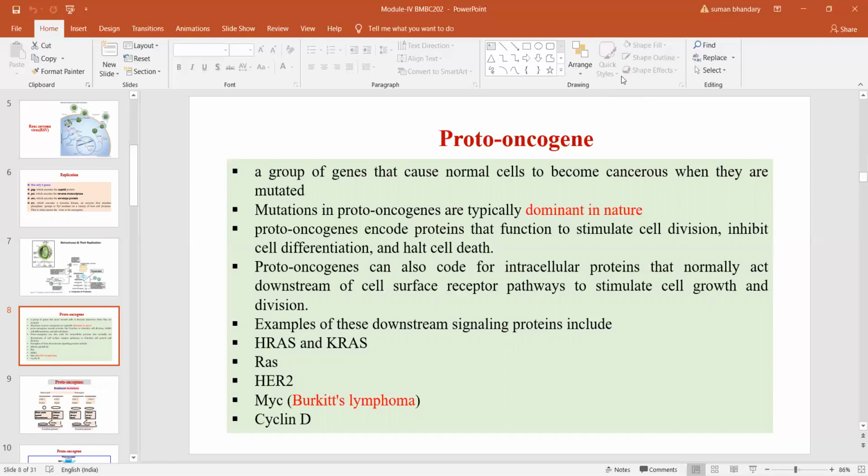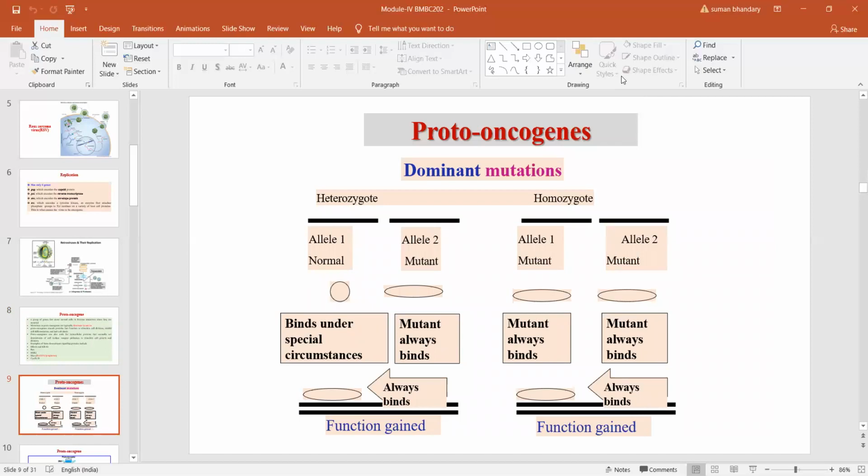Now, there are some examples of downstream signaling proteins, which include HRAS, KRAS, RAS, HER2, MYC, which is present in Burkitt lymphoma, cyclin D, and so on. So what is the function of a proto-oncogene? These proto-oncogenes are of dominant type.